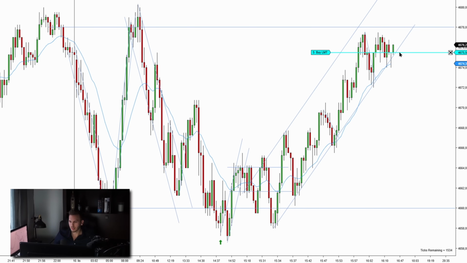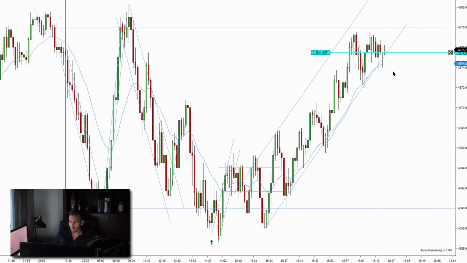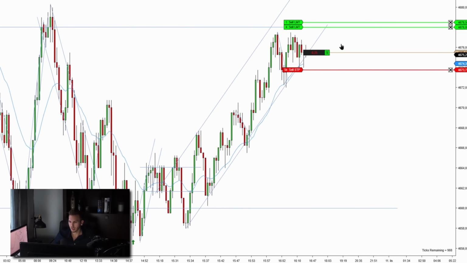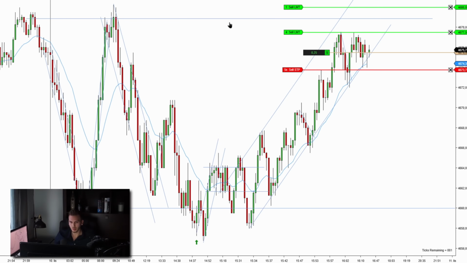I might not even get filled here. Let me see, we're already 3 or 4 ticks. I don't want to chase this. Let's see here. And I'm filled. So I'm going to tighten my stop loss 1 tick below these swings. I'm going to go for, let me move the resistance, for 8 ticks. Keep my runner somewhere around here.